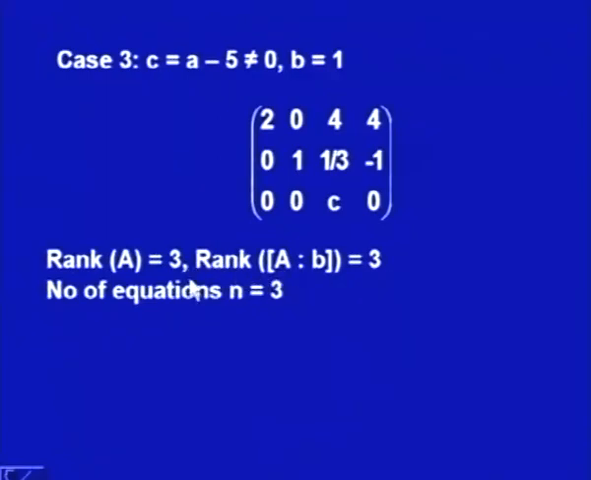Rank of A is equal to 3, rank of A colon B is equal to 3, and the number of equations is 3. So this will have a unique solution. The only difference is that here this Z is going to be 0, because this equation is actually equivalent to Z into C equal to 0, but we have a unique solution in this case.